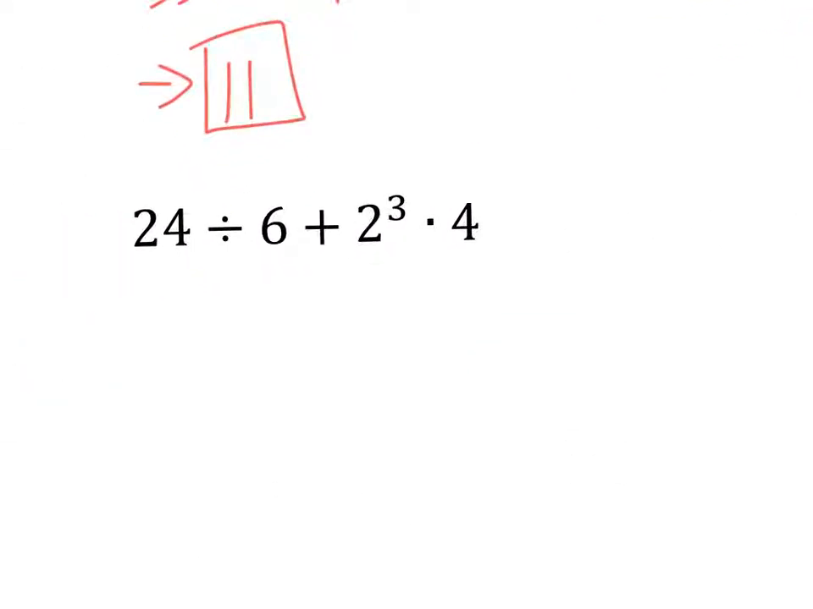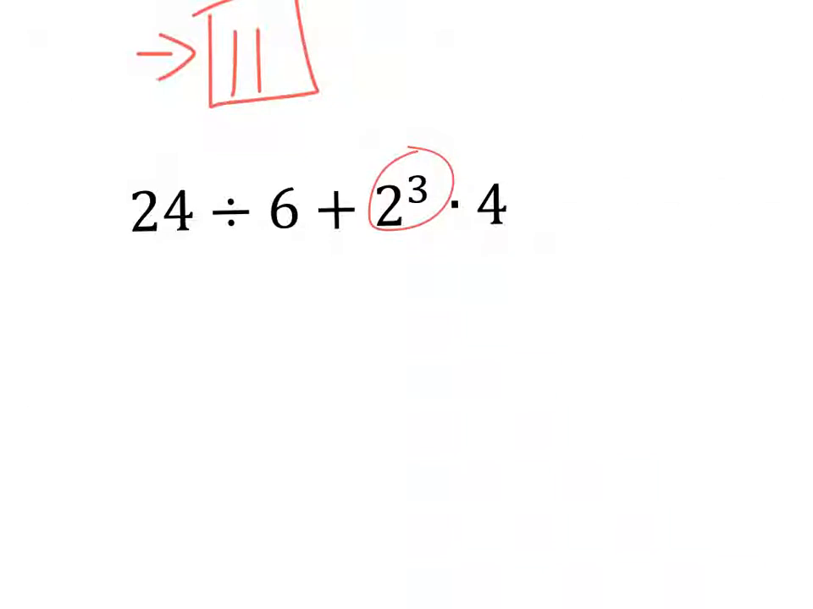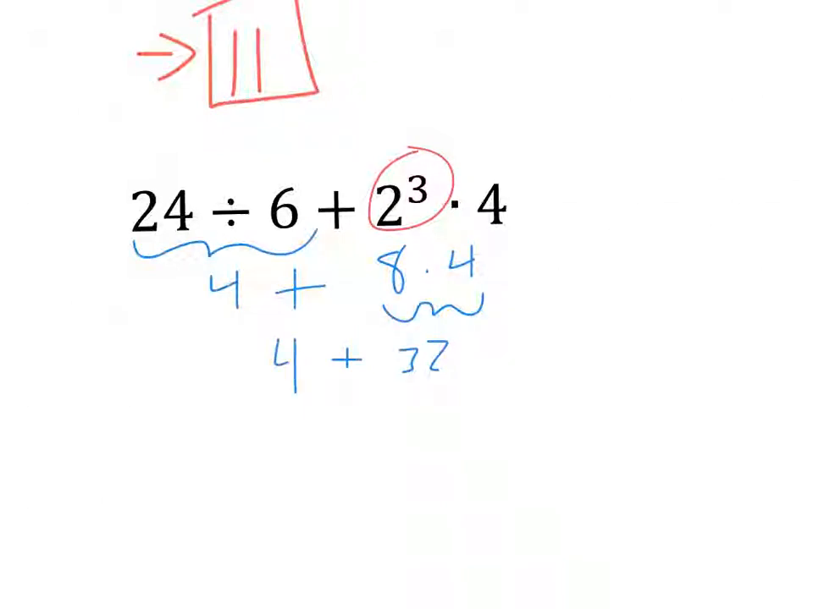Now this next one, we have an exponent, so we want to start with that. We will do 2 cubed, which gives us 8. Then we have to do 8 times 4 and 24 divided by 6, because we have to do multiplication and division at the same time. 24 divided by 6 gives us 4. So we have 4 plus 8 times 4. That is 32. 32 plus 4 gives us 36 as our final answer for this one.